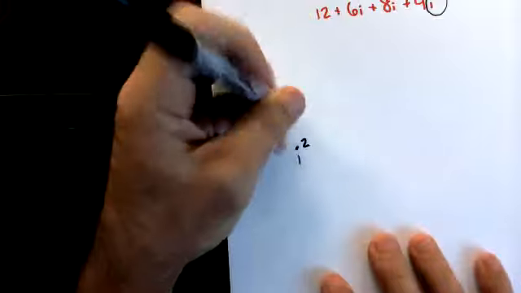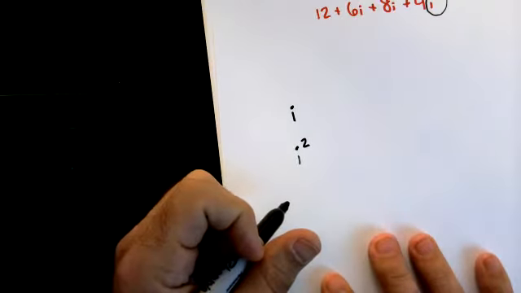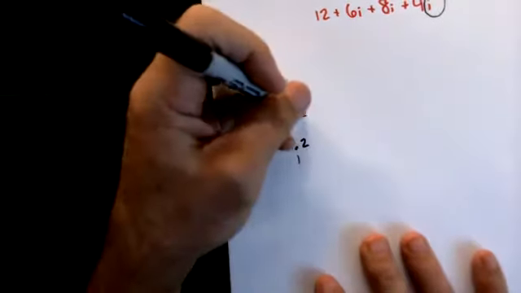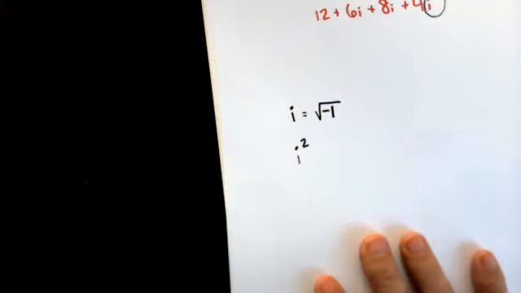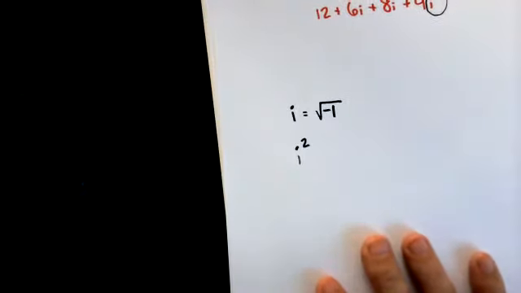Anyway, all right, i squared. So let's talk about this. So first off, i is a number. So we treat it like a variable. Remember, i does have a value. i is the square root of -1.